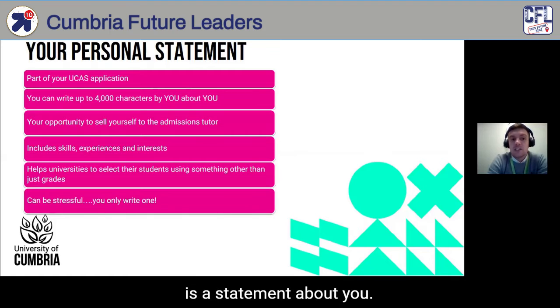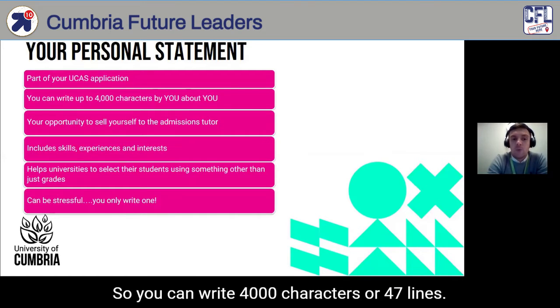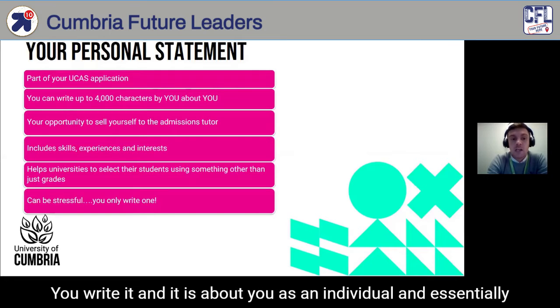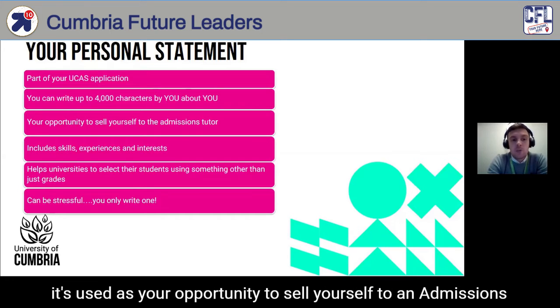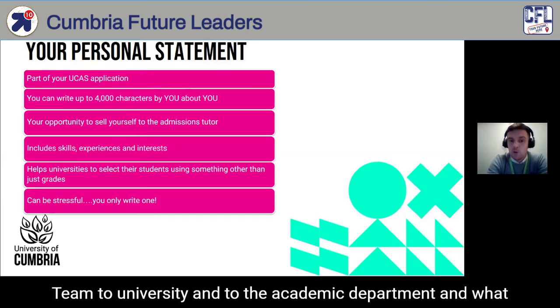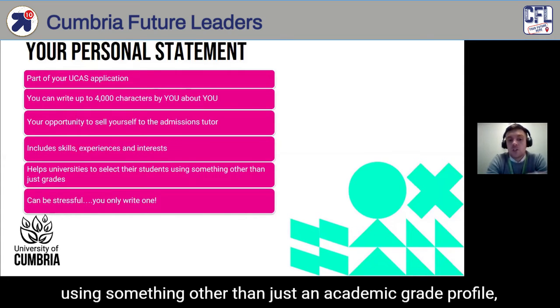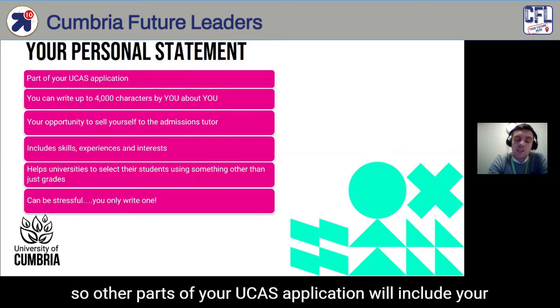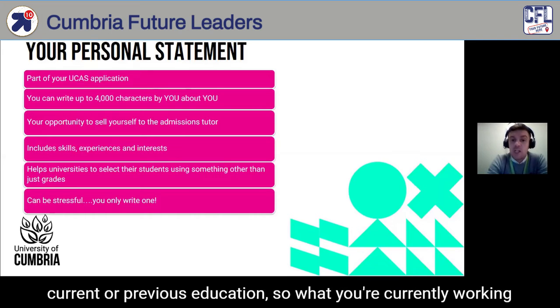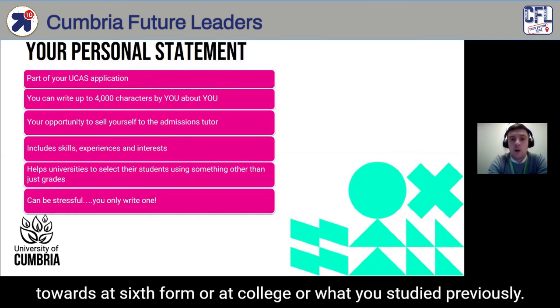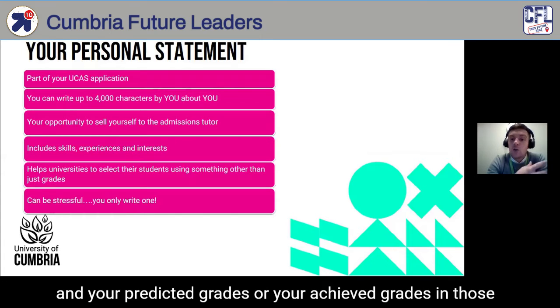So a personal statement is a statement about you. You can write up to 4,000 characters or 47 lines. You write it and it is about you as an individual. Essentially, it's your opportunity to sell yourself to an admissions team, to a university, and to that academic department. What it does is it allows universities to select their students using something other than just an academic grade profile. Other parts of your UCAS application will include your current or previous education, so what you're currently working towards at sixth form or at college, or what you've studied previously, and your predicted grades or your achieved grades in those academic areas.